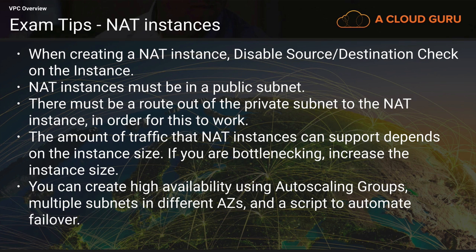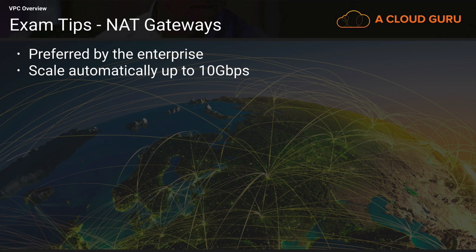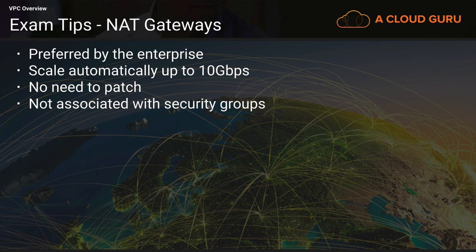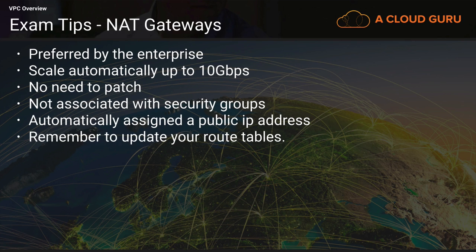To be honest, it's a pain. Why would you do that when you could use NAT gateways? NAT instances are always behind a security group, whereas NAT gateways are preferred by the enterprise. They scale up automatically to 10 gigabits per second. There's no need to patch or do antivirus. They're not associated with security groups. They are automatically assigned a public IP address.